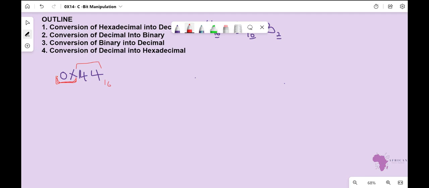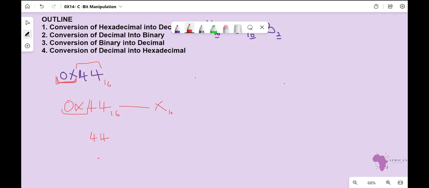So guys, let's see now how we're able to convert this particular number, in this case 0x44, into a decimal number. Remember, decimal number is base 10, and this one is base 16. So now that we know that, let's do it. What we have here is 0x, which is the notation, so we don't use it. What we are talking about is only this and this.